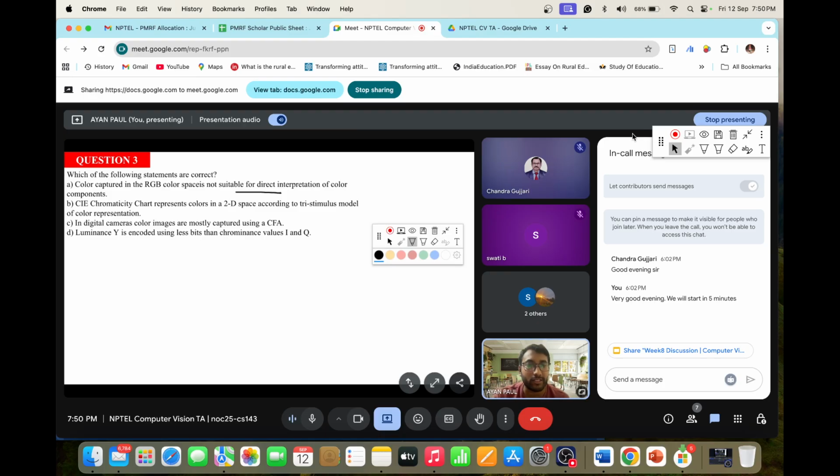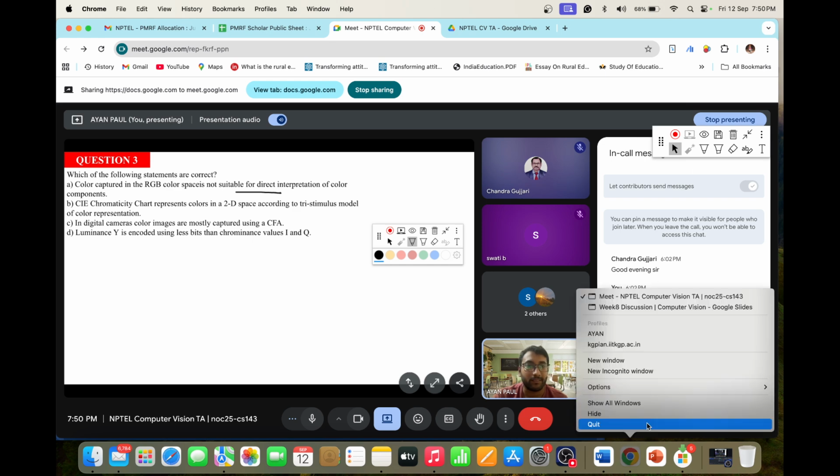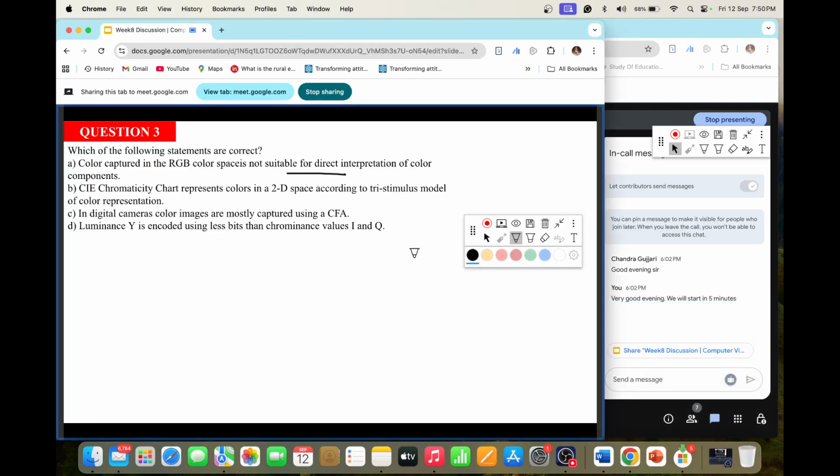Any guess for this question? So this is false, right? Luminance Y is encoded using more bits, because that is what we know in our YIQ model. Luminance is most important, and then chrominance I and Q is less important. That is why Y is encoded with more bits and I and Q is encoded with less bits.